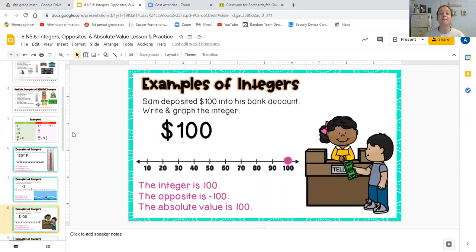All right, Sam deposited $100 into his bank account. If we're talking about the word deposit, that means you take that money to the bank to put it in your account. Since you're depositing it, it is your money to keep. So is that going to be a positive or a negative number? It is going to be a positive number because you now have $100 in your account that you get to keep.